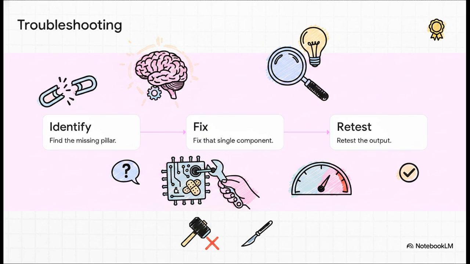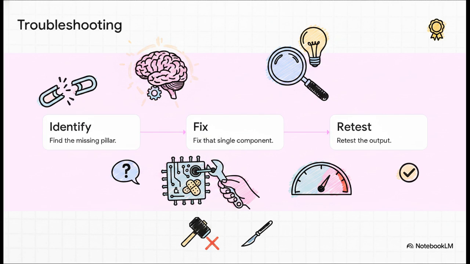Which brings us to the golden rule of troubleshooting. When anyone gets a bad output, the instinct is often to delete the entire prompt and just start typing from scratch. Don't do that. Use this 3-step process instead.